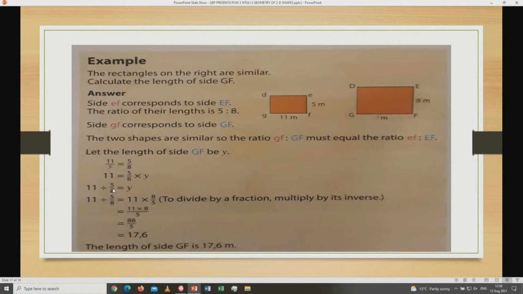But because it's a fraction, and this 11 is the same as 11 over 1 as a fraction, we cannot divide two fractions. What do we do? We multiply by the inverse, which is going to be 11 multiplied by 8. The inverse of 5/8: 8 comes on top, 5 comes down, because it's an inverse of that. Then we'll multiply 11 by 8, and then divide by 5. Then you'll get 17.6 meters. So the length of side GF is 17.6 meters, which we were asked to find.